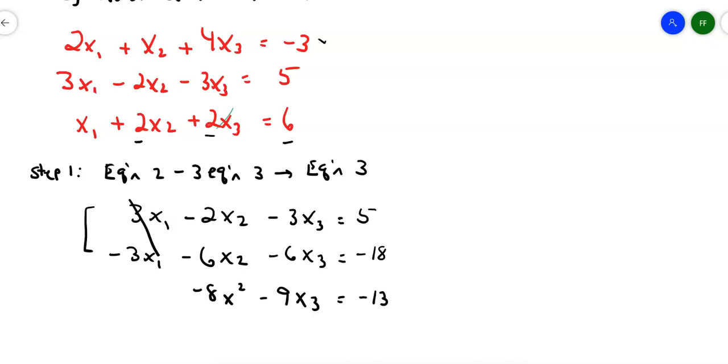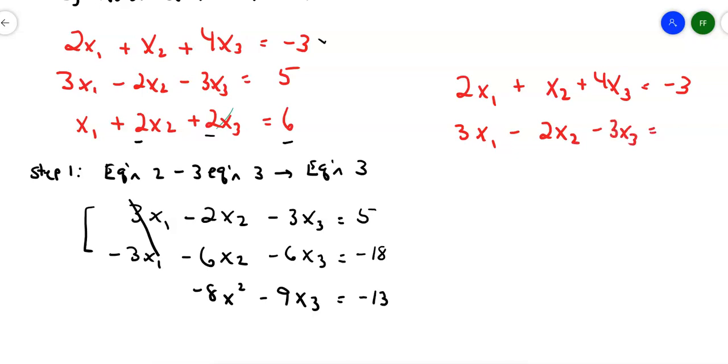We said we're going to put that in the spot for equation 3, so let's do that. Let's recopy what I have. I'll try to stick it in the side here. So I got 2x sub 1 plus x sub 2 plus 4x sub 3 equals negative 3. The second row didn't change, right? So I got 3x sub 1 minus 2x sub 2 minus 3x sub 3 equals 5. And now I'm going to replace the third row with this guy down here. So I've got negative 8x sub 2 minus 9x sub 3 equals negative 13. So I've created a 0, essentially, in this bottom left corner here.